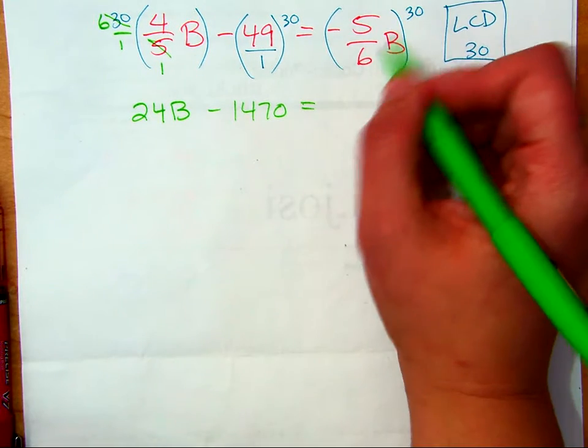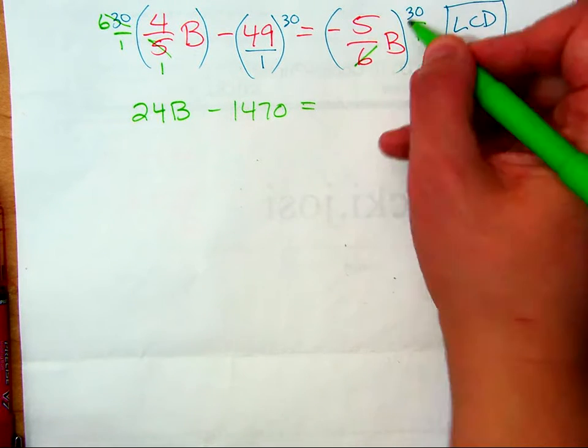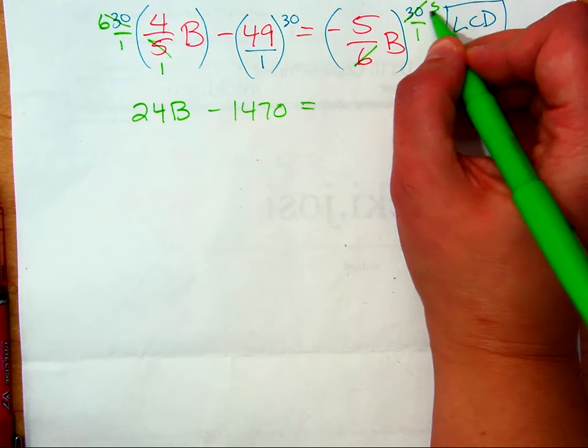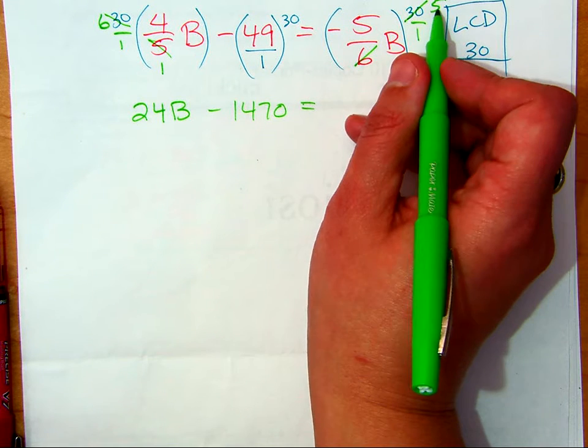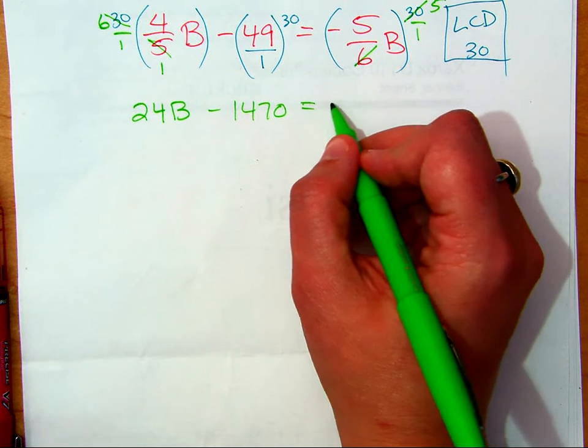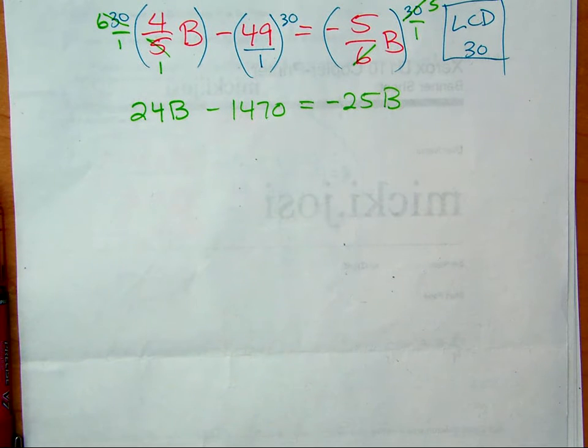Equals, can I cross cancel the 6 and the 30? Because this is 30 over 1. 6 goes into 30 how many times? 5. Negative 5 times b times 5. Negative 25b. That's the hardest part, is clearing the fractions, right?